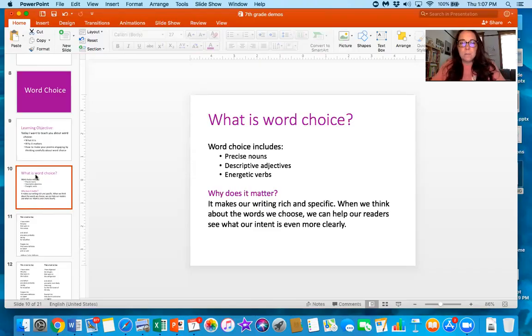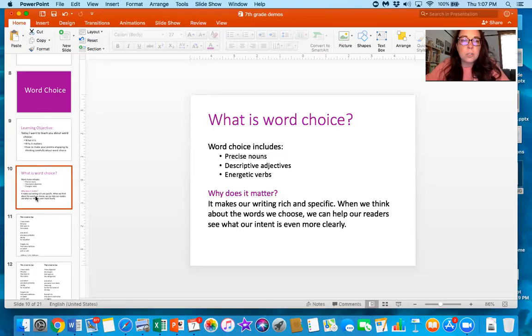Now, why does this even matter? Well, the more specific our words are, the better our writing will be. When we think about the words we choose, we can help our readers see even more clearly exactly what we see as we're doing our writing.